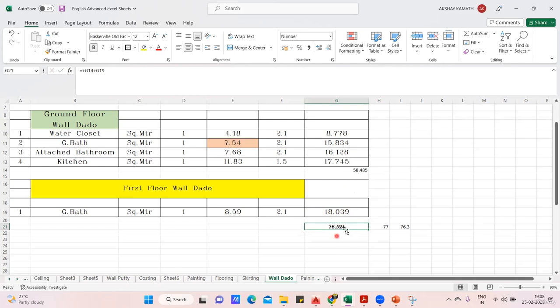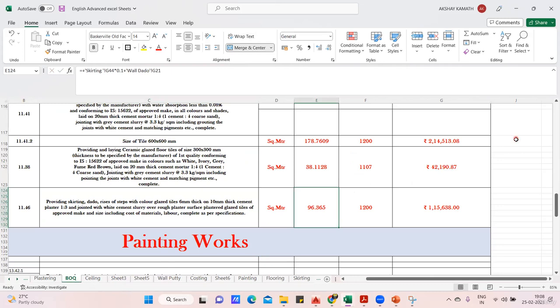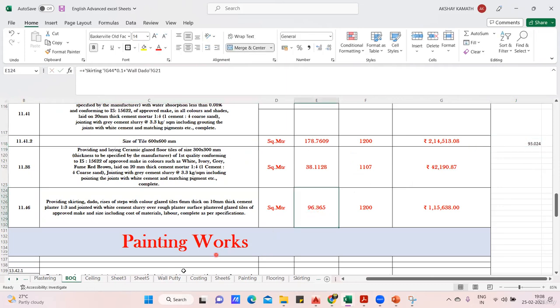Okay, remember 76.524. Come to the BOQ part, 76.524. So you see here, I'll write here. Okay, 76.524. And the skirting, how much you got? 15 something you got, no? 16 you got. 16.5 I'll consider. How much it will be total? Almost 93. Same thing I got. 96 I got, because the skirting is actually 16 point something.